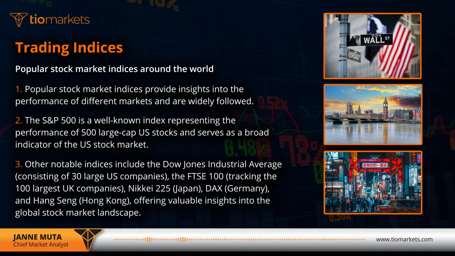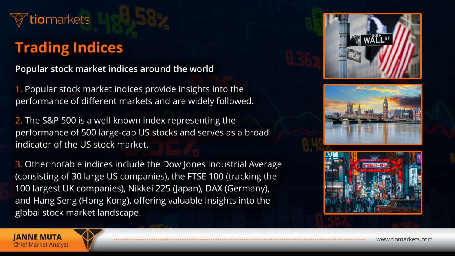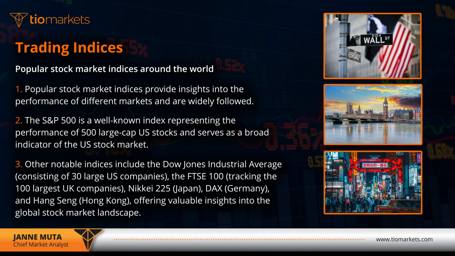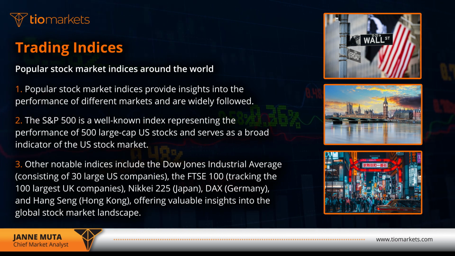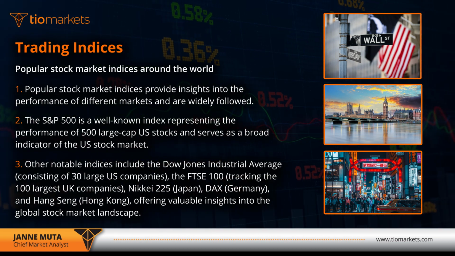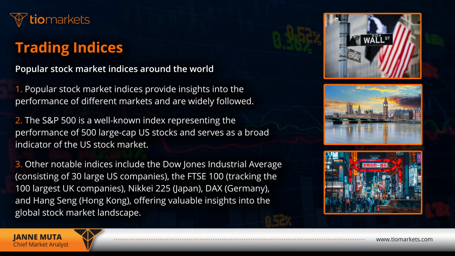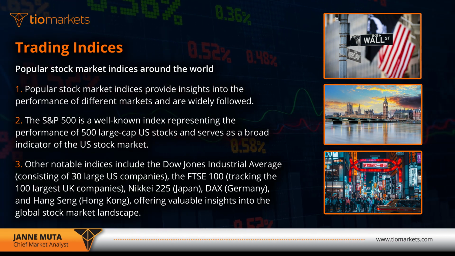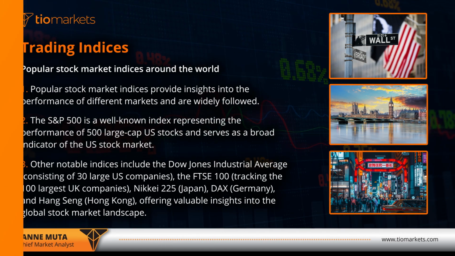And then FTSE 100, yes, that's tracking the 100 largest companies in the UK. And then Nikkei 225 does the same for 225 stocks in Japan. Then we have DAX 40 in Germany and Hang Seng in Hong Kong, so that you can have a very good idea of what these economies are doing if there is no central bank intervention, of course.